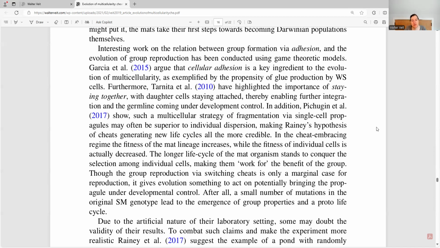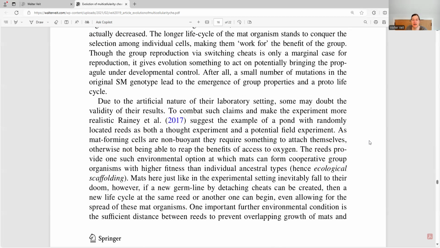In the cheat-embracing regime, the fitness of the MAD lineages increases, while the fitness of the individual cells is actually decreased. The longer life cycle of the MAD organism stands to conquer the selection among individual cells, making them work for the benefit of the group. Though the group reproduction via switching cheats is only a marginal case for reproduction, it gives evolution perhaps something to act on, potentially bringing the propagule under developmental control. After all, a small number of mutations in the original SM genotype led to the emergence of group properties in a proto-life cycle.